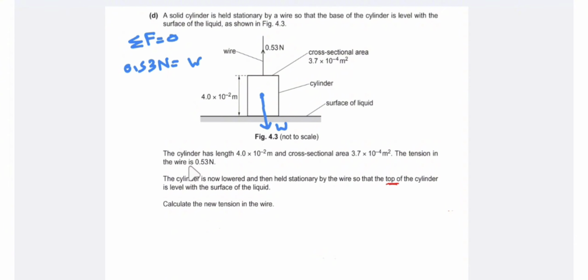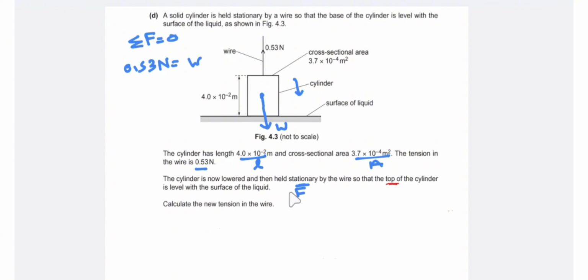Now we know the value of weight. The cylinder has a length and a cross-sectional area given. The tension in the wire is 0.53 newton. The cylinder is now lowered and then held stationary again.